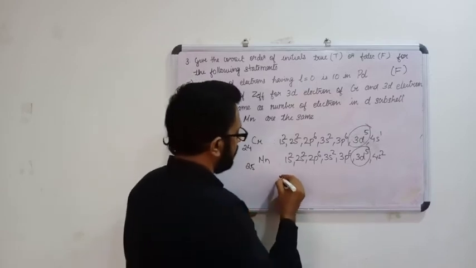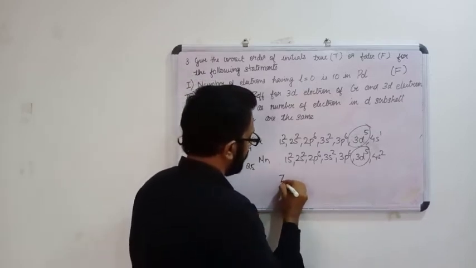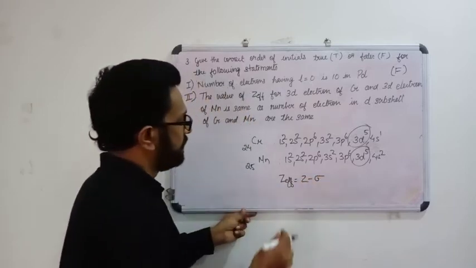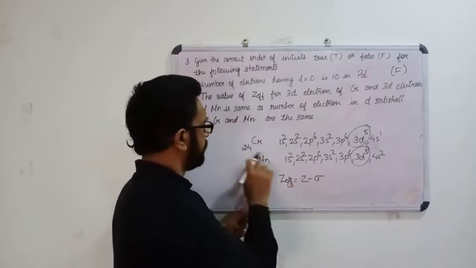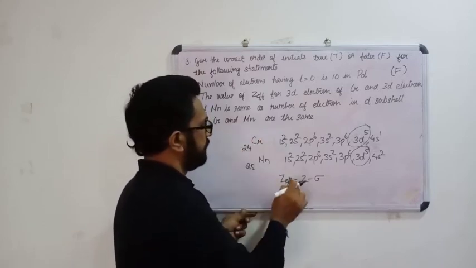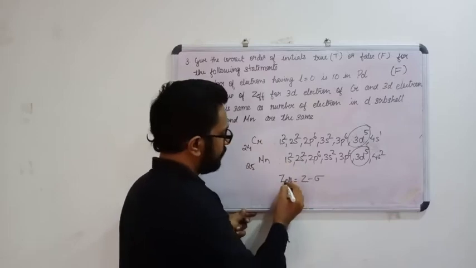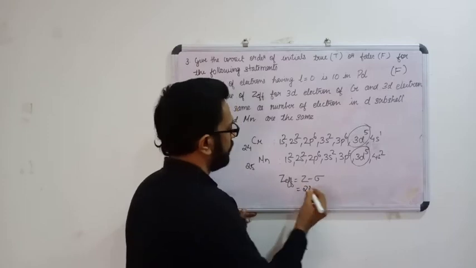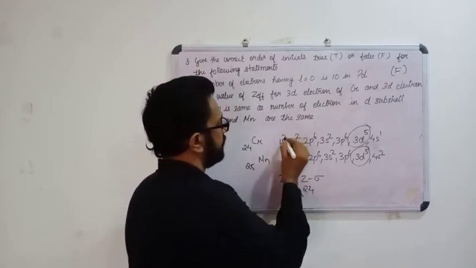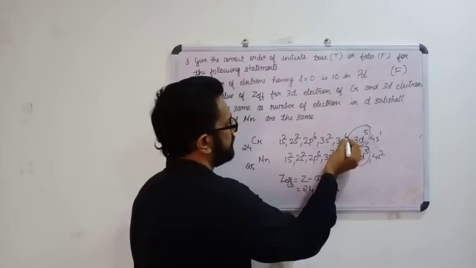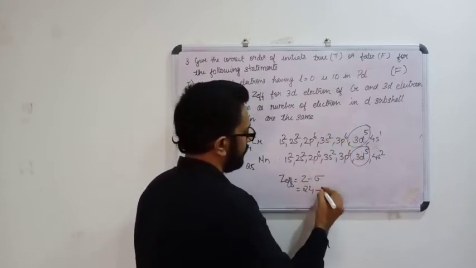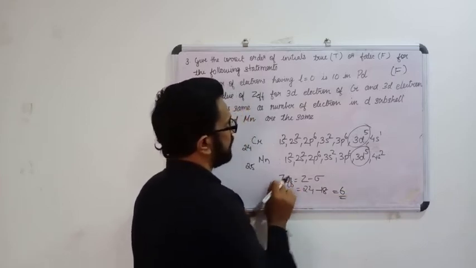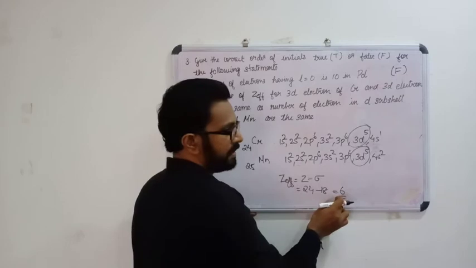We have already discussed the formula: Z effective is equal to Z minus sigma, where Z is the number of protons. Let us calculate the effective nuclear charge for chromium. Z effective is equal to the number of protons, which is 24, minus sigma. Sigma is 2 plus 2 plus 6, which is 10, plus 6 is 16, plus 2 is 18. So 24 minus 18 is equal to 6. The effective nuclear charge for the 3d electron of chromium is 6.